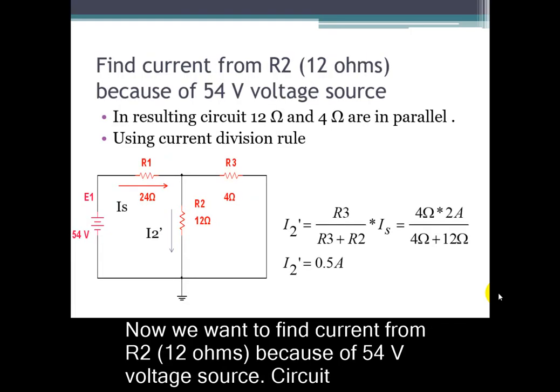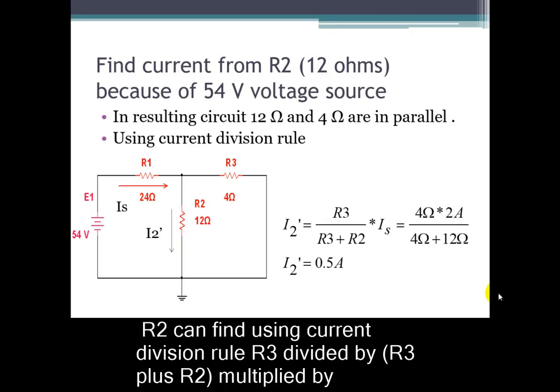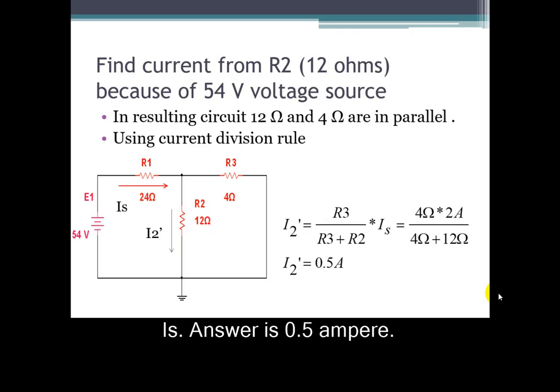Now we want to find the current through R2, the 12 ohm resistor, because of the 54 volt source. In the circuit shown, 12 ohm and 4 ohm are in parallel and we calculated Is. So the current flowing through R2 can be found using the current division rule: R3 divided by R3 plus R2, multiplied by Is. The answer is 0.5 ampere.